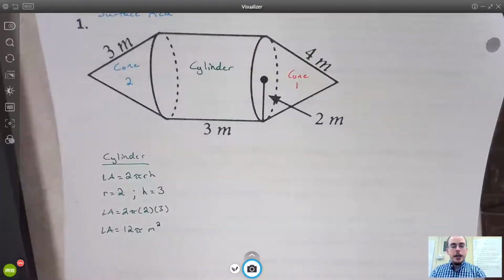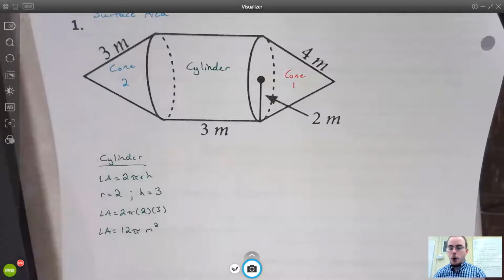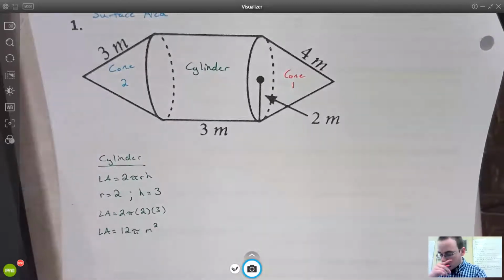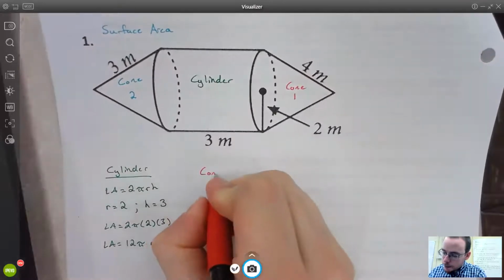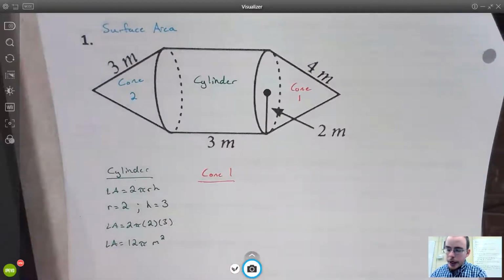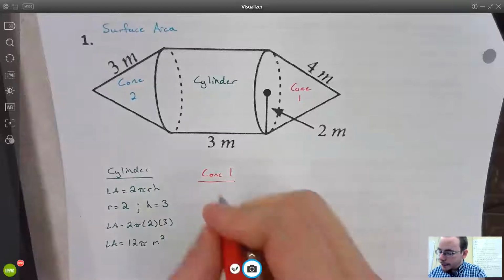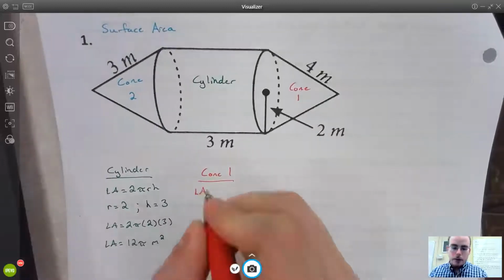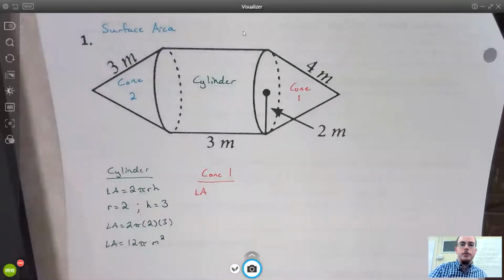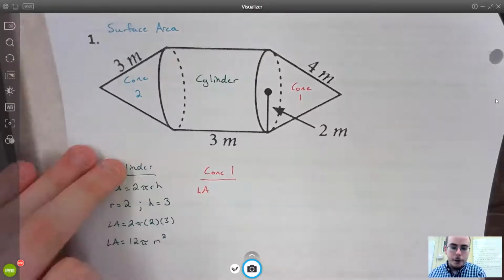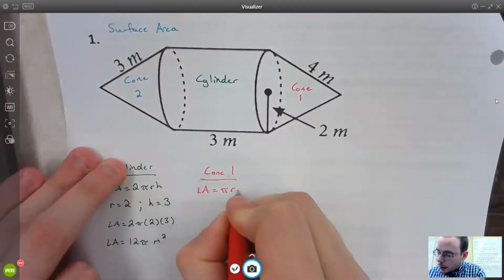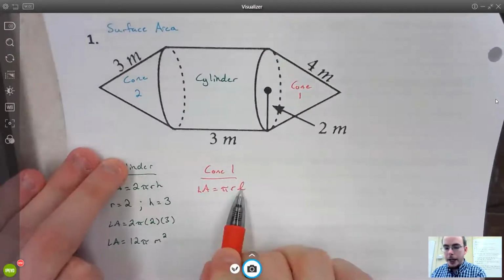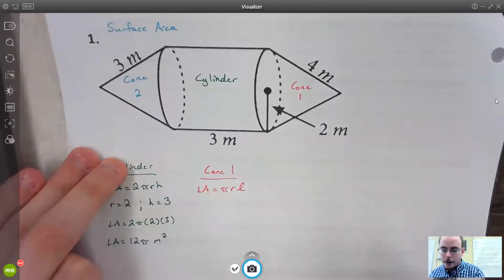Now we're going to look for the cones. If you look at the formula sheet, you can tell what your lateral area is. I'm going to start with cone 1. The lateral area for a cone is given to you by the formula pi times r times L. And remember, L is the slant length.